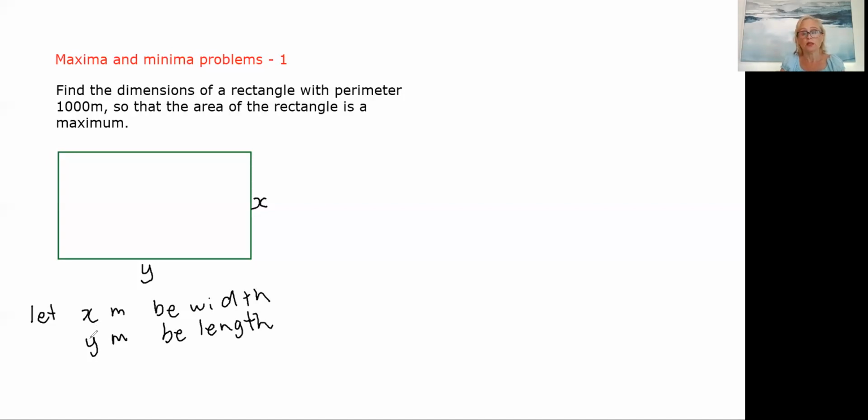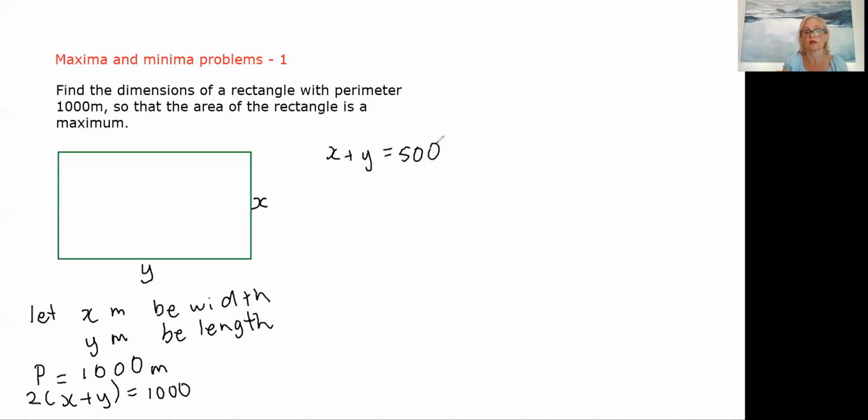All right, what do we know? What are we told in the question? Well, we're told that the perimeter is 1,000 meters. What do we know about the perimeter of a rectangle? Well, perimeter is 1,000 meters, and our perimeter is 2 times length plus width, which is 2 times X plus Y. So X plus Y is going to be 500, dividing both sides by 2. If we put Y in terms of X, Y is going to be 500 minus X.